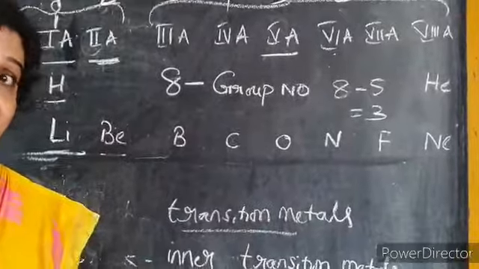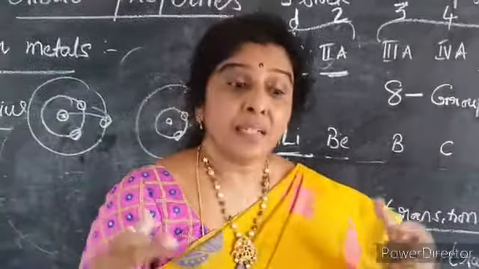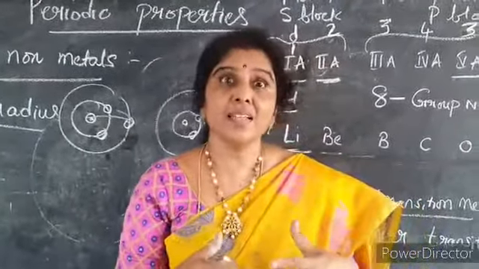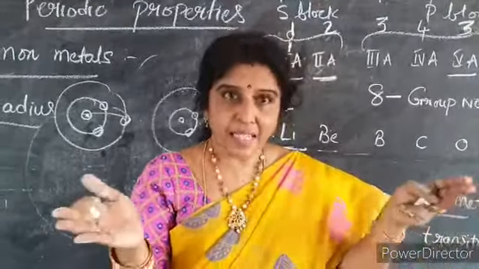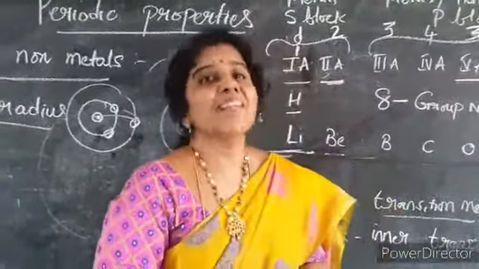Why is the size decreasing? Though the number of shells remain the same, it is because the force of attraction between protons and electrons is increasing as the number of electrons and protons are increasing, and they come closer. So the atom shrinks and the size decreases.